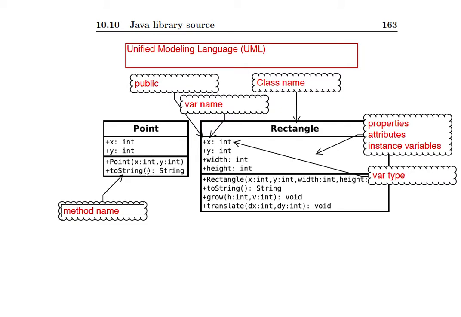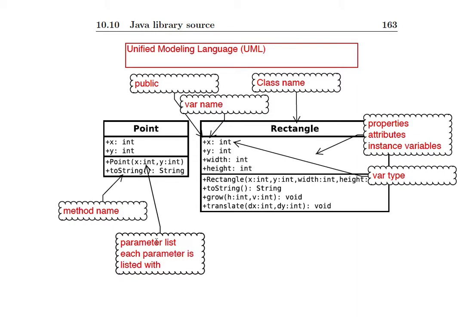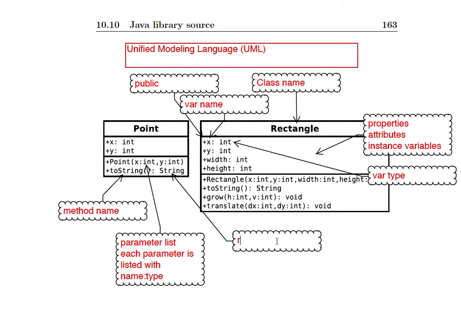This is the parameter list, which I'm sure does not surprise you. Let's pick this one since it does have parameters. Each parameter is listed with the name first, followed by type. And then if there is a return value of the method, it's listed here. So there's a colon, and this is the return value.